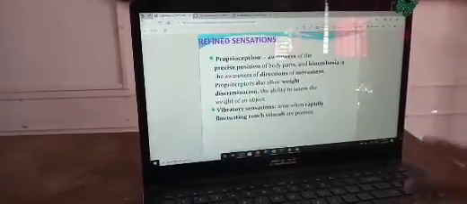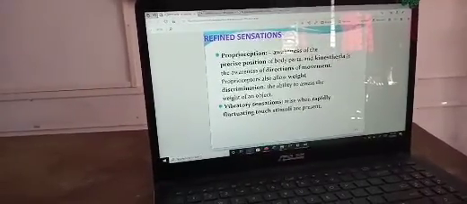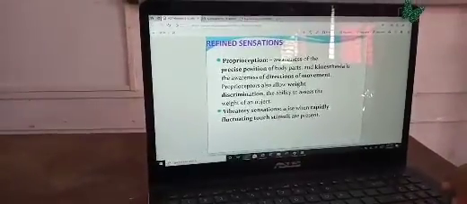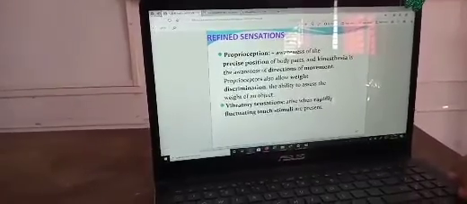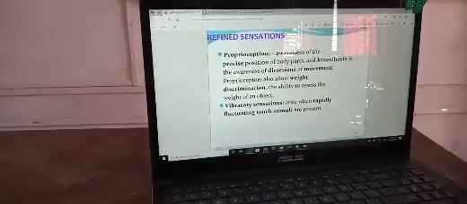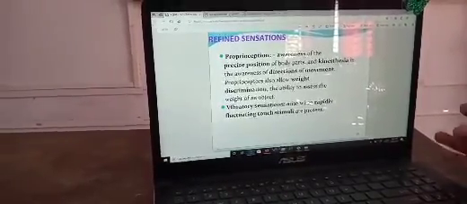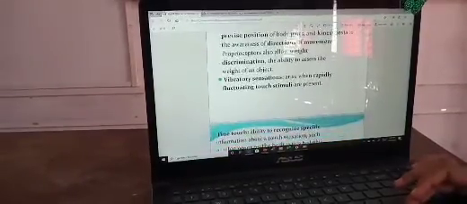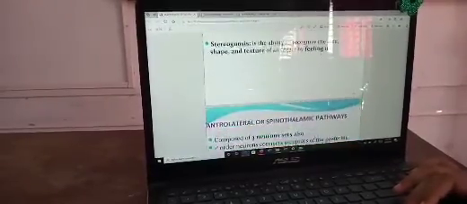Going into the refined sensations, proprioception is an awareness of the precise position of the body parts. Kinesthesia is the awareness of direction. Proprioception also allows weight discrimination, the ability to assess the weight of an object. Vibratory sensation is when there is a fluctuation in the touch and in the stimuli.